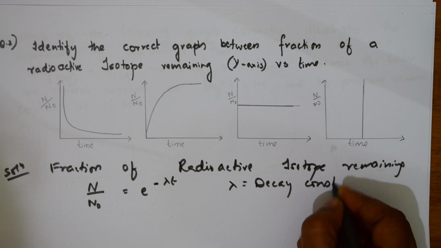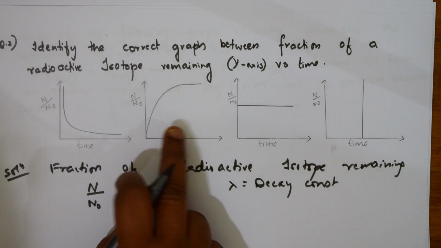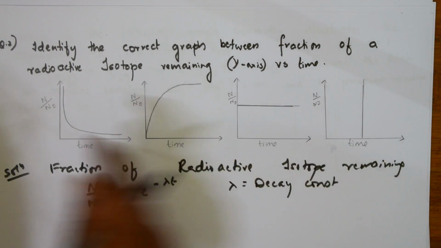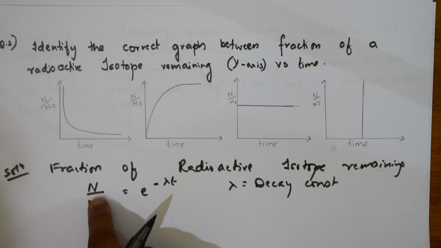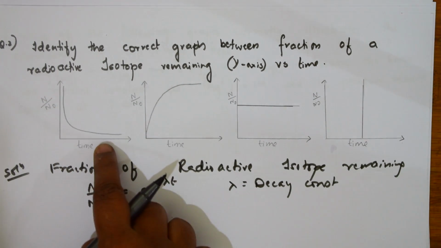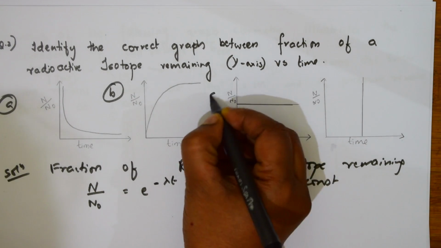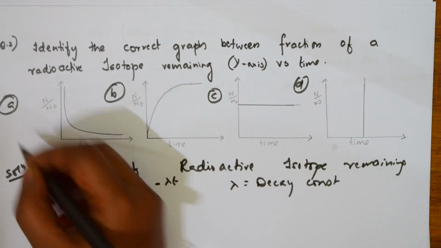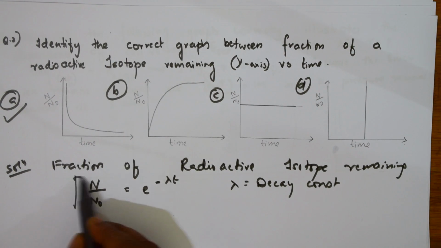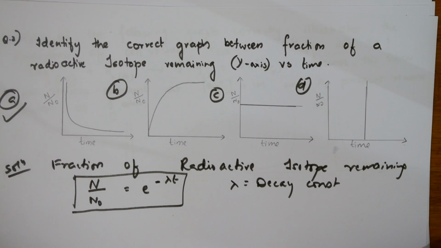So what can you say from this? N by N naught is equal to e raised to minus lambda t. So which graph is relating? Not this one, not this one. This is the correct graph, isn't it? Because N by N naught is e to the minus lambda t. So the correct option, if I take this as A, this as B, this as C, this as D, is A according to this formula. So remember that the fraction of radioactive isotope remaining is equal to base e raised to minus lambda t. Simplest question, isn't it? Let us do one more.